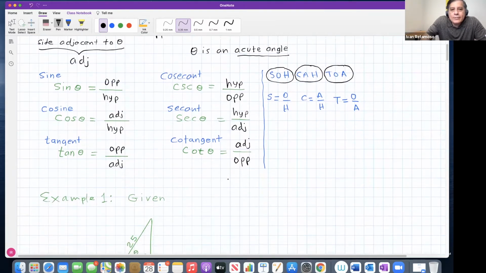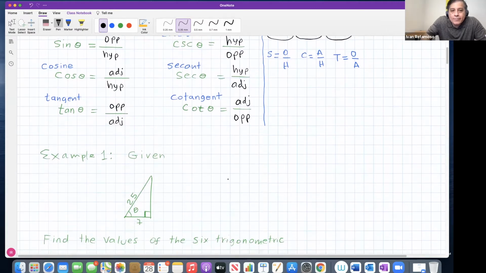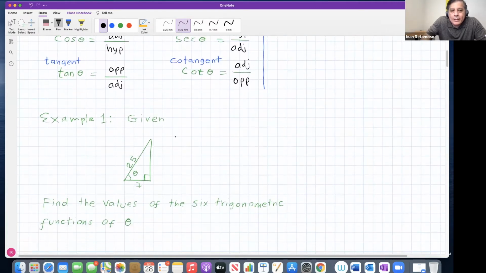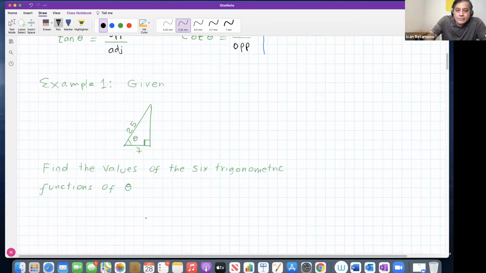Now, what kind of questions are related to this part? Well, the first form is this. Example 1: given a right triangle whose hypotenuse is 25, adjacent side 7 in length, and angle theta here, find the values of the 6 trigonometric functions of theta, all the trigonometric functions of theta. Let's do it together. All right, so the solution.